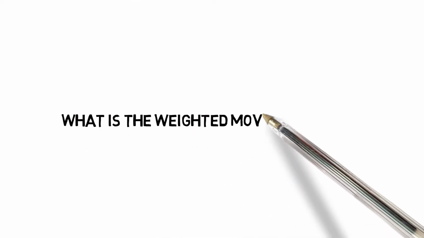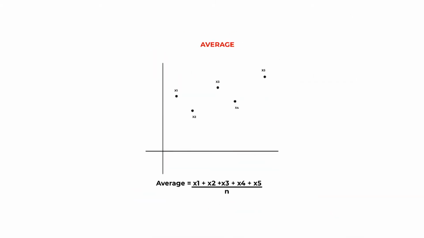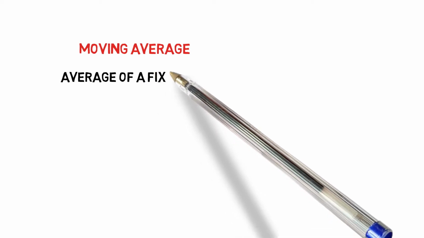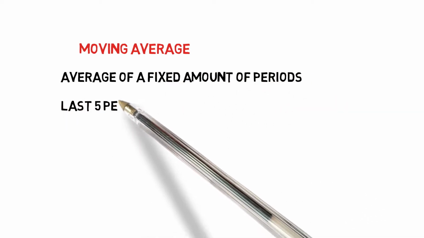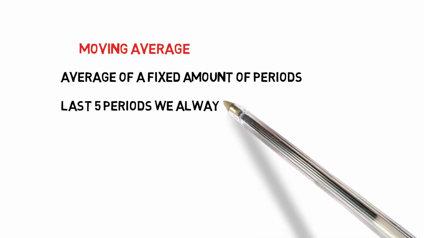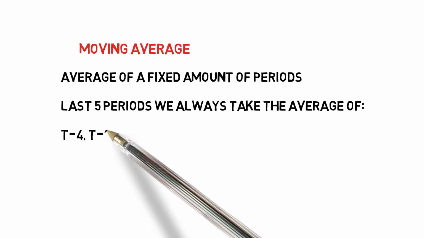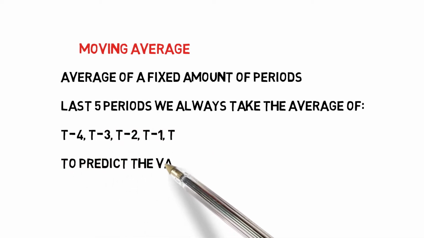So what is exactly the weighted moving average? We all know what the average of a sum of numbers is. But now, let's go to what is called the moving average. The moving average takes the average of a fixed amount of periods within a time frame t. So if we decide to use the last 5 periods, when we move within this time frame t, we always take the average of t-4, t-3, t-2, t-1 and t to predict the value of t plus 1.